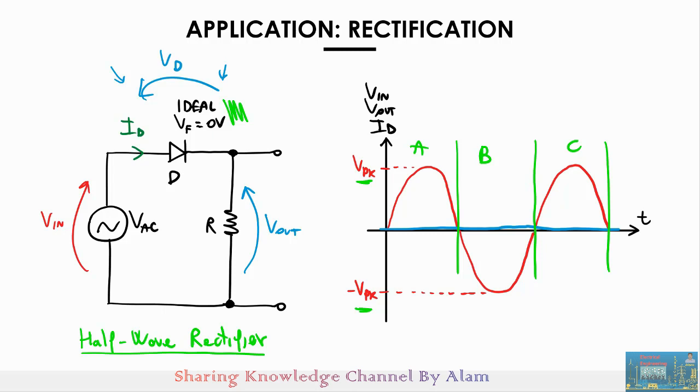Positive, and that means that the diode has to be on, because a voltage larger than the forward voltage of the diode, which in this case is 0 volt, is applied in the right direction between anode and cathode, so the diode has to be on.